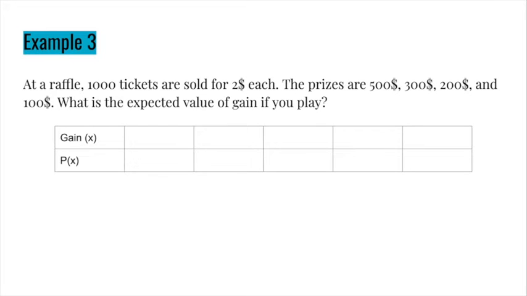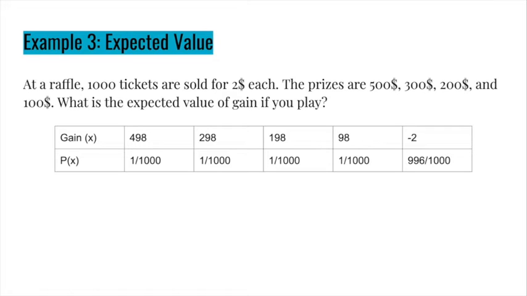For example 3, we're going to be finding the expected value of gain for playing at a raffle. So there's 1,000 tickets sold for $2 each, and prizes of $500, $300, $200, and $100. So the first thing we're going to have to do is put those prize values into the top, or the possibility of gaining. But we want to factor in the $2 we spent on that ticket. So we're going to have each of these values just minus 2 to show what the true value of gain would be. And then on the bottom, we're going to put the probability of winning that prize if you only buy 1 ticket.